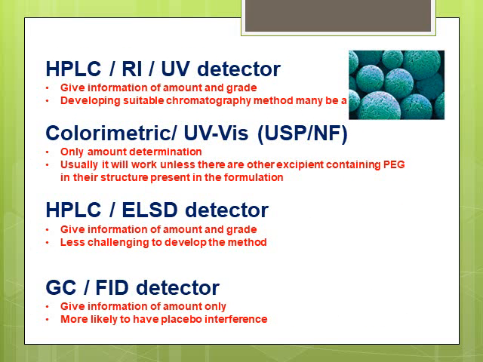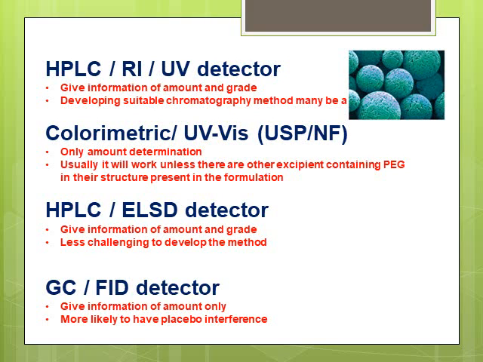So I talked about four different techniques. The first one was HPLC with RI and UV. You can do amount determination and grade determination with the first method, but as we showed in the chromatogram, method development could be very challenging. Any change or variation in your isocratic conditions will lead to peak broadening, and in some cases you will not even recognize where the peak went. So it is challenging. The colorimetric method only gives you amount, but it usually works, and it works for all the molecules that contain PEG.